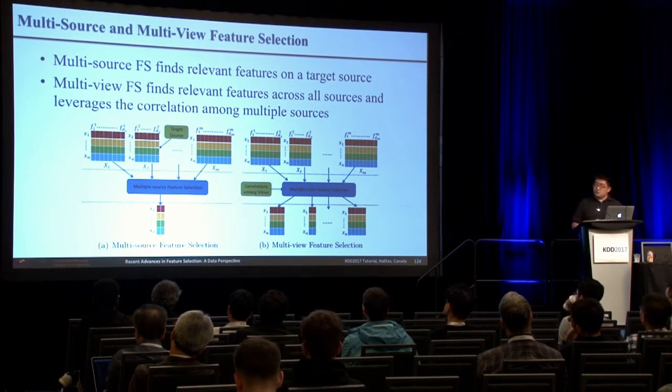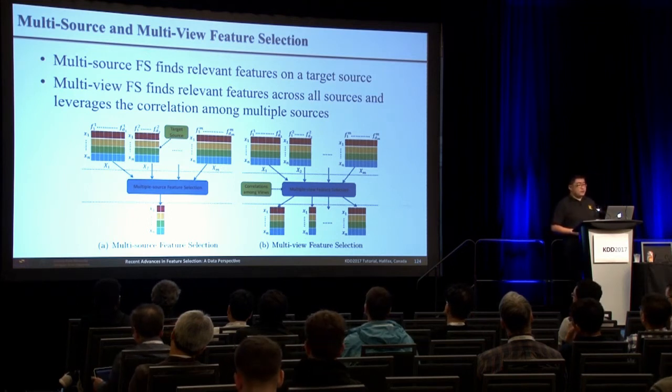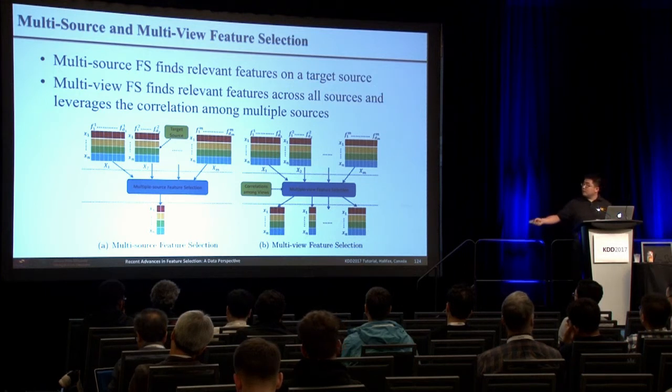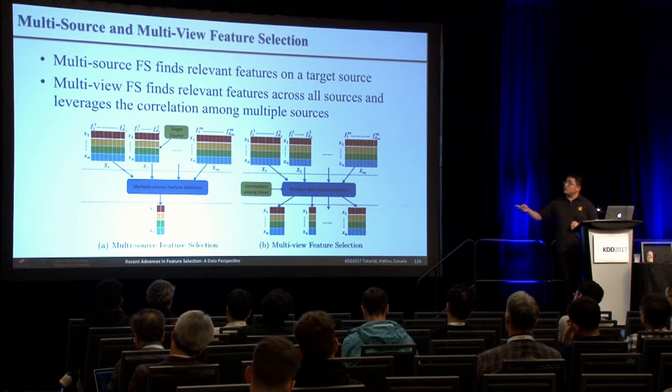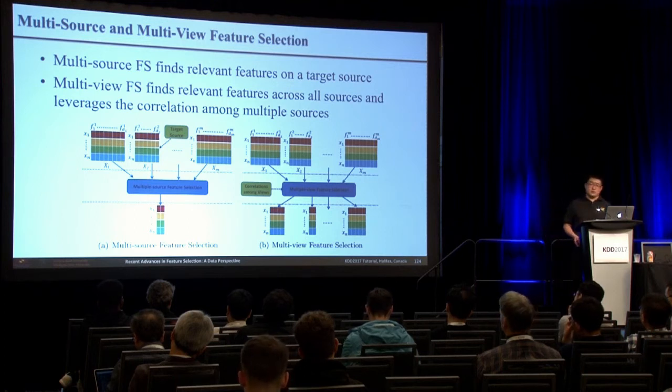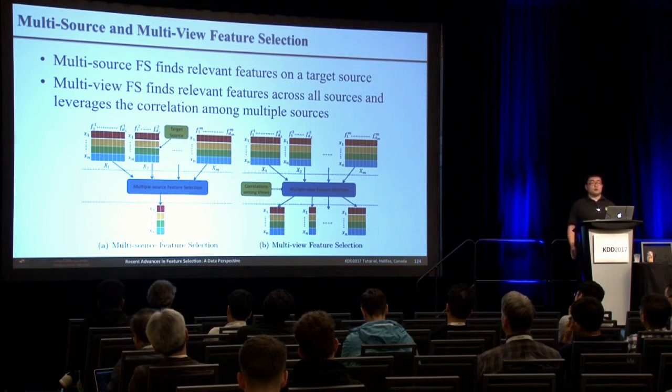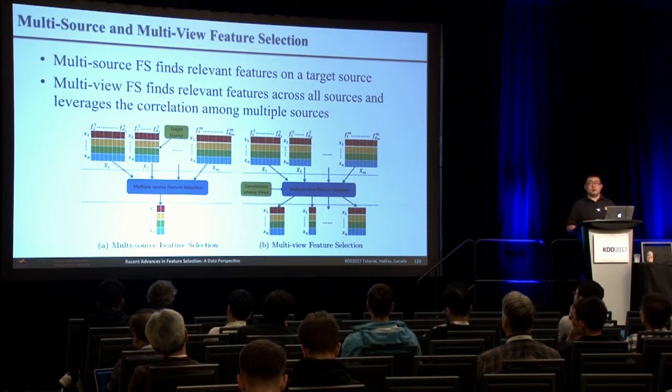Different from multi-source feature selection, multi-view feature selection tries to find the relevant features across all the data sources. In this example, for each different data source, we can find some representative features. In addition, it tries to leverage the correlations between different sources. That's the major difference between multi-source and multi-view feature selection. They both can be applied to multi-source data.